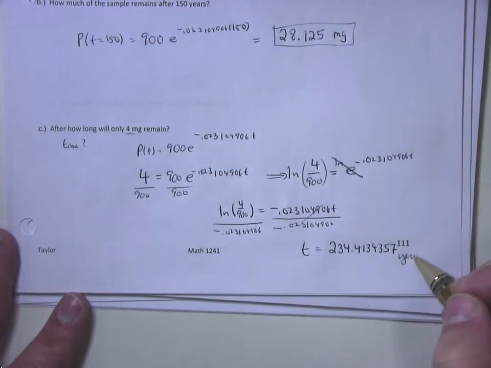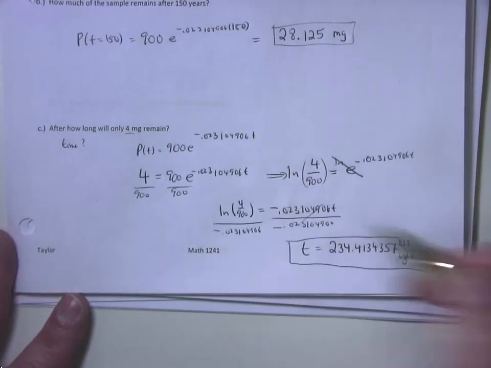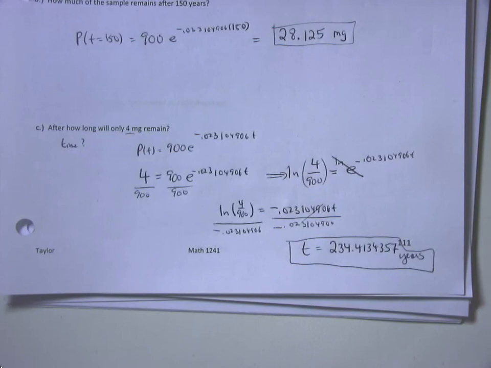What's time measured in this problem? Years. And so if they ask me, how many months is that? I take this answer, multiply by 12, and that'll chunk right into WebWork and be perfectly fine. Does that make sense? Question?